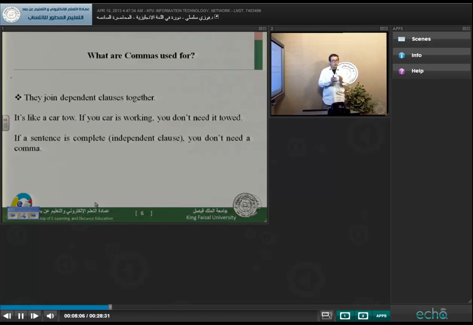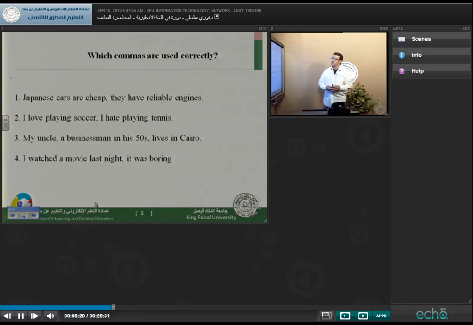If you have two independent clauses, they're both independent, full sentences, you don't need to join them together. They can stand by themselves. So if you go back to sentence number one, Japanese cars are cheap, they have reliable engines, these two sentences do not need to be joined by a comma because they're separate units of sense. We can solve this by putting a full stop here and a capital letter there.